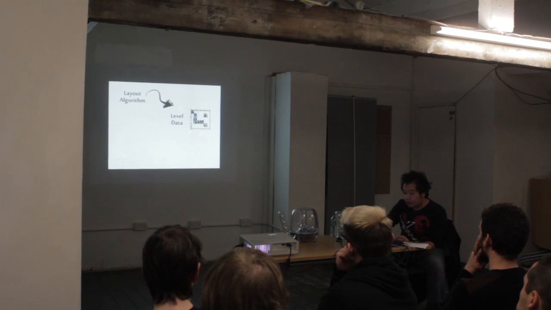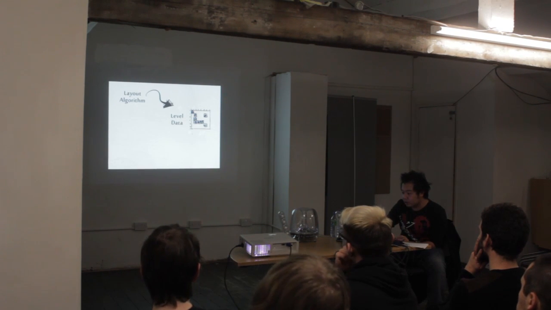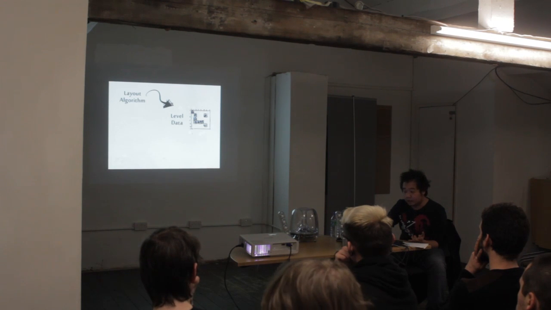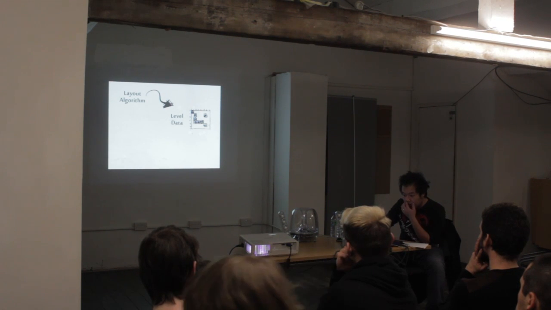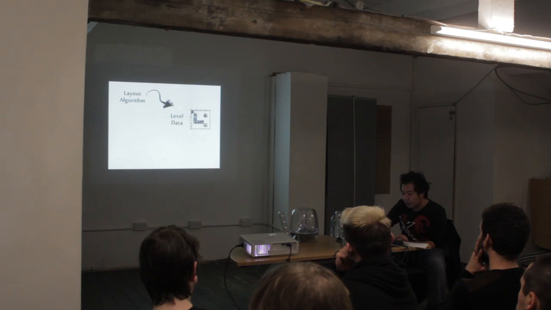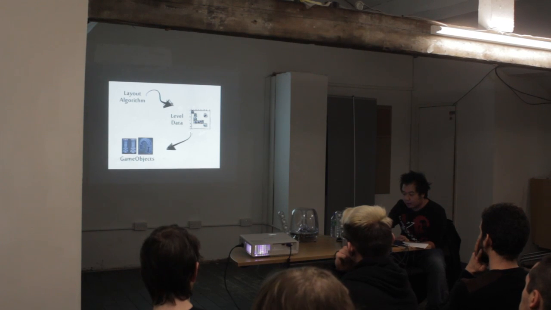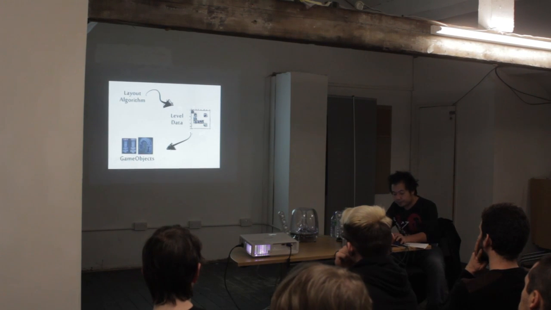So after you've got the layout, convert that to level data, which is really simple. It's a 2-dimensional array of objects, and each tile will say that's a floor, corner, or wall, or whatever. So we transform the layout into that, and then from there we can start putting our game objects down into the scene.